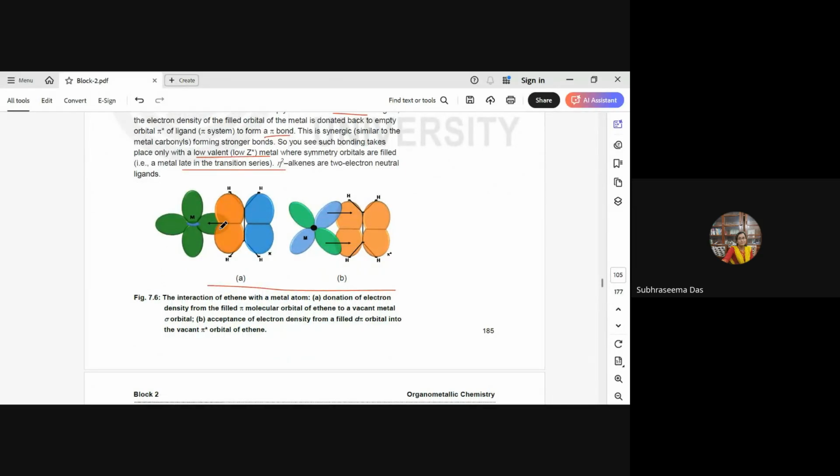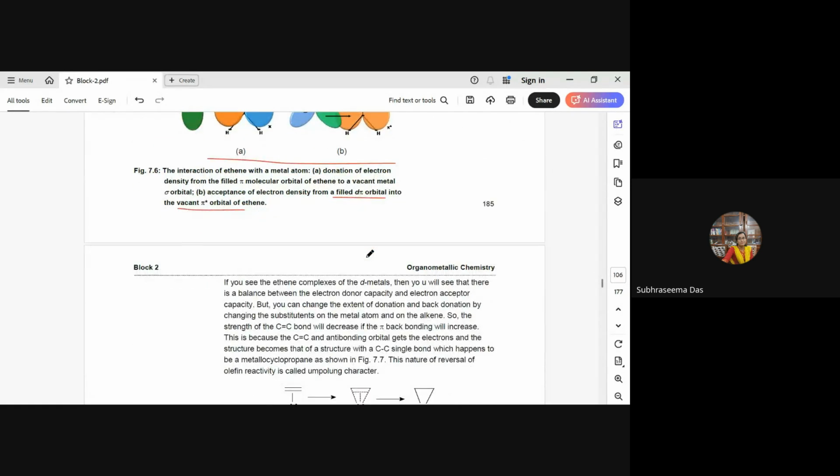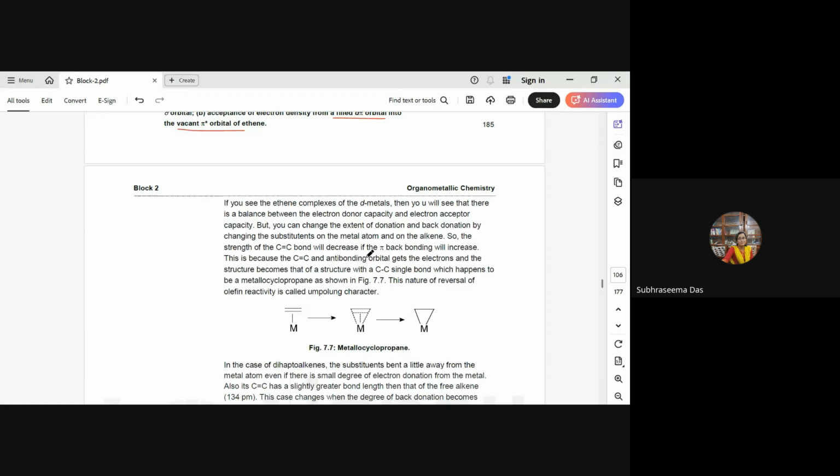The interaction of ethene with a metal atom: first, the donation of electron density from the filled pi orbital, which is the formation of the sigma orbital, and in the second case, the acceptance of electron density from a filled d pi orbital into the vacant pi star orbital of the ethene. So if we see the ethene complexes of the d metals, then we see that there is a balance between the electron donor capacity and electron acceptor capacity.